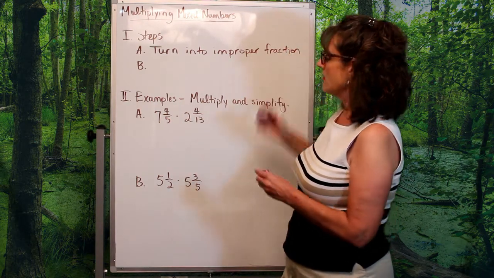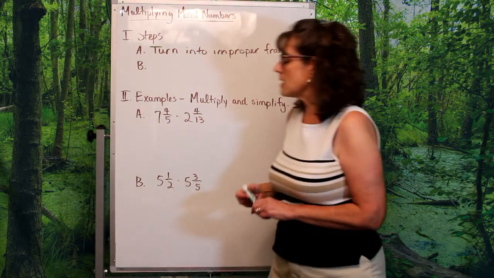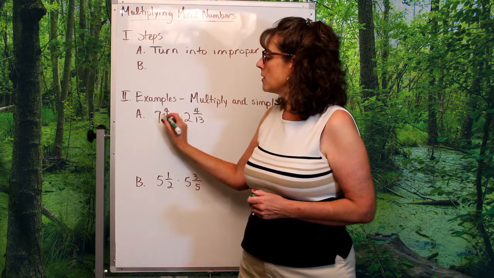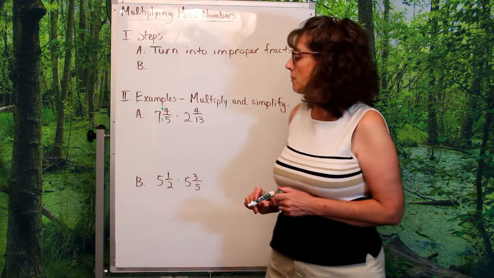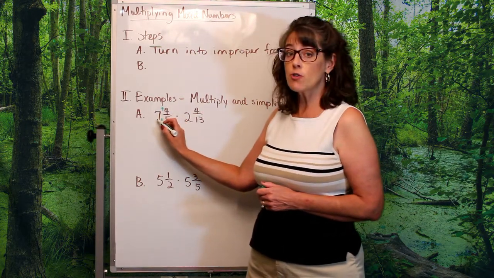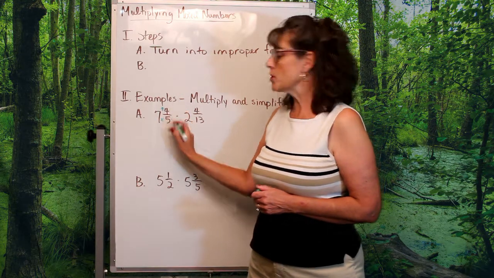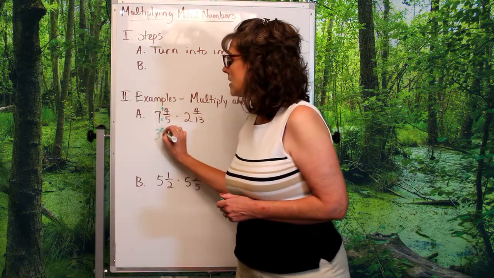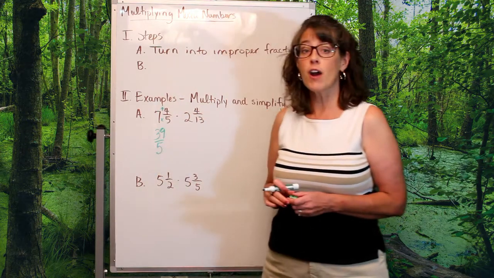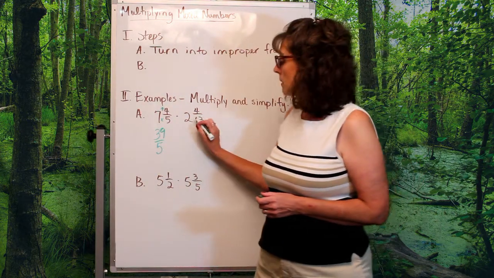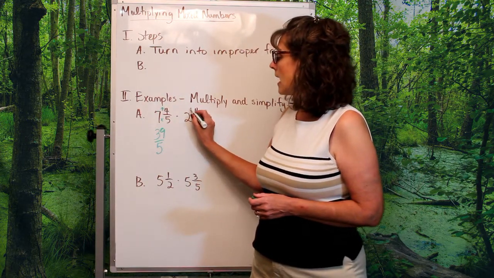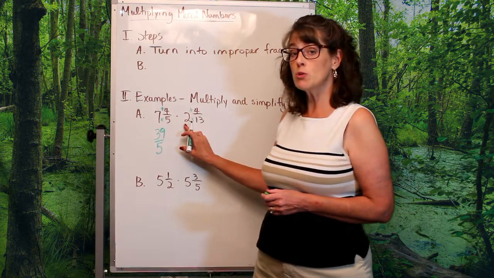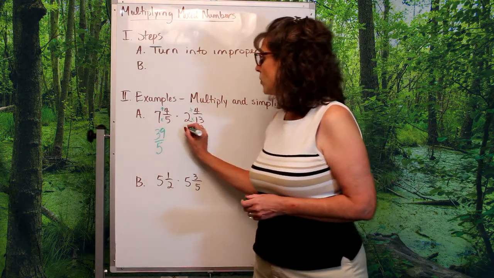You know that this means I'm going to multiply here and add here and keep that denominator. So 5 times 7 is 35. 35 plus 4 is 39, and I get 39 over 5 for that improper fraction. And then on this one, I'm again going to multiply here and add here. So 13 times 2 is 26. 26 plus 4 is 30.